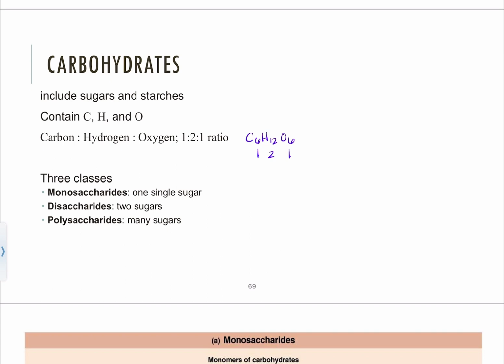So we have our monosaccharides. Those are our individual monomers that make up carbohydrates. If we take 2 monosaccharides and we link them together, we then have a disaccharide. If we have any more than 2 monosaccharides linked together, so 3 or more, then we just refer to it as a polysaccharide.